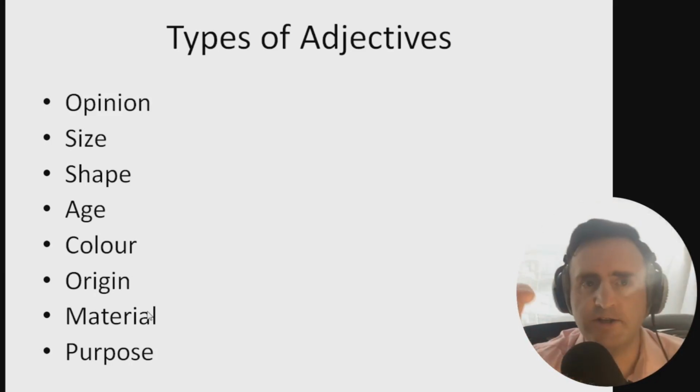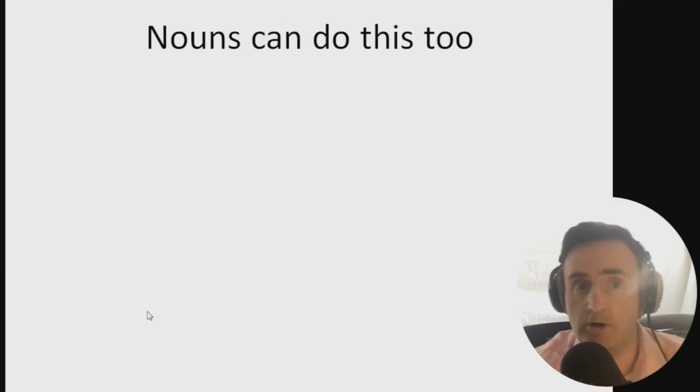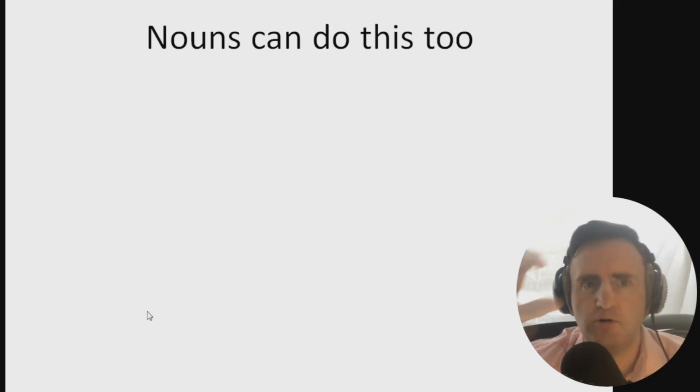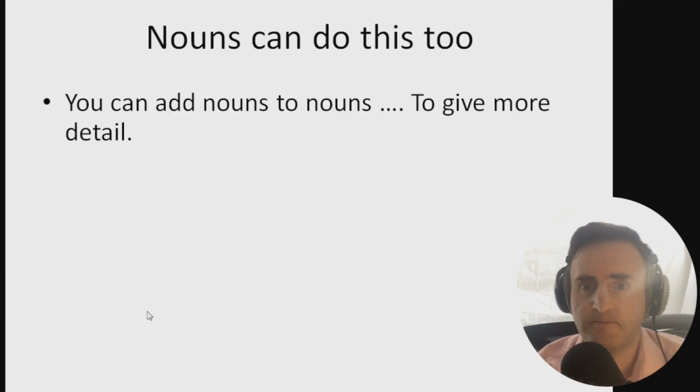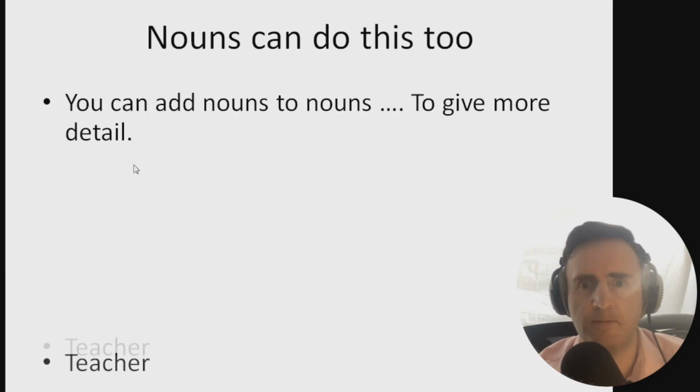And while these are their own type of words, nouns can do this as well. So you can use nouns to describe other nouns, which sounds a bit tricky. It's not. You're going to see in a second. It's really easy. So yeah, you can add nouns to nouns to give more detail.